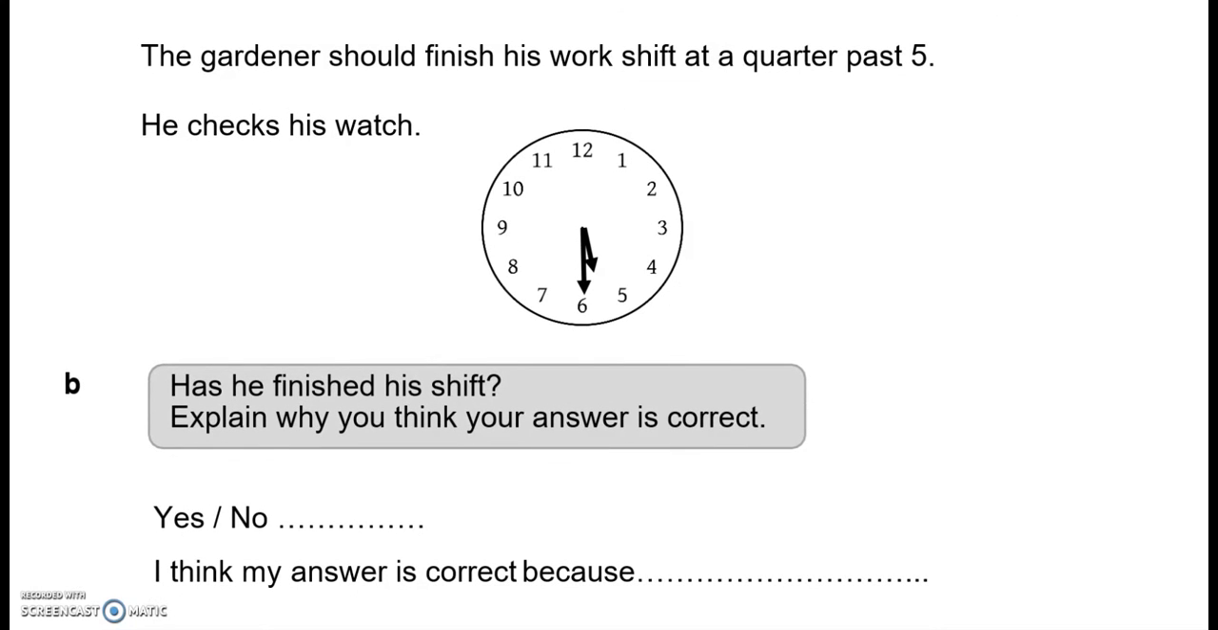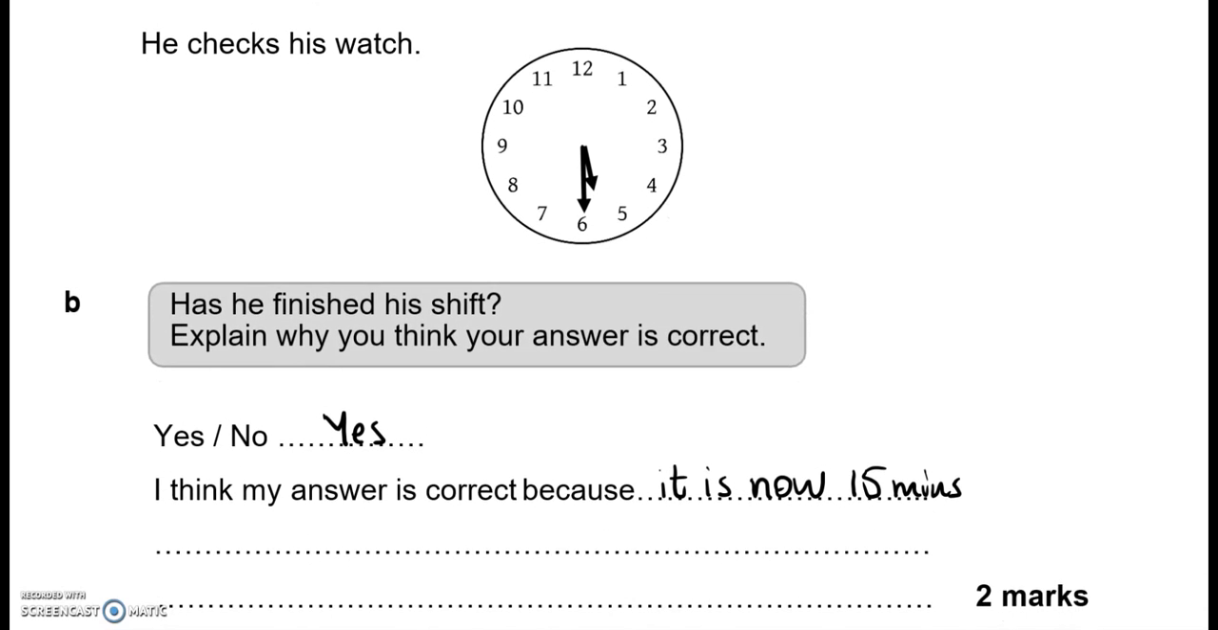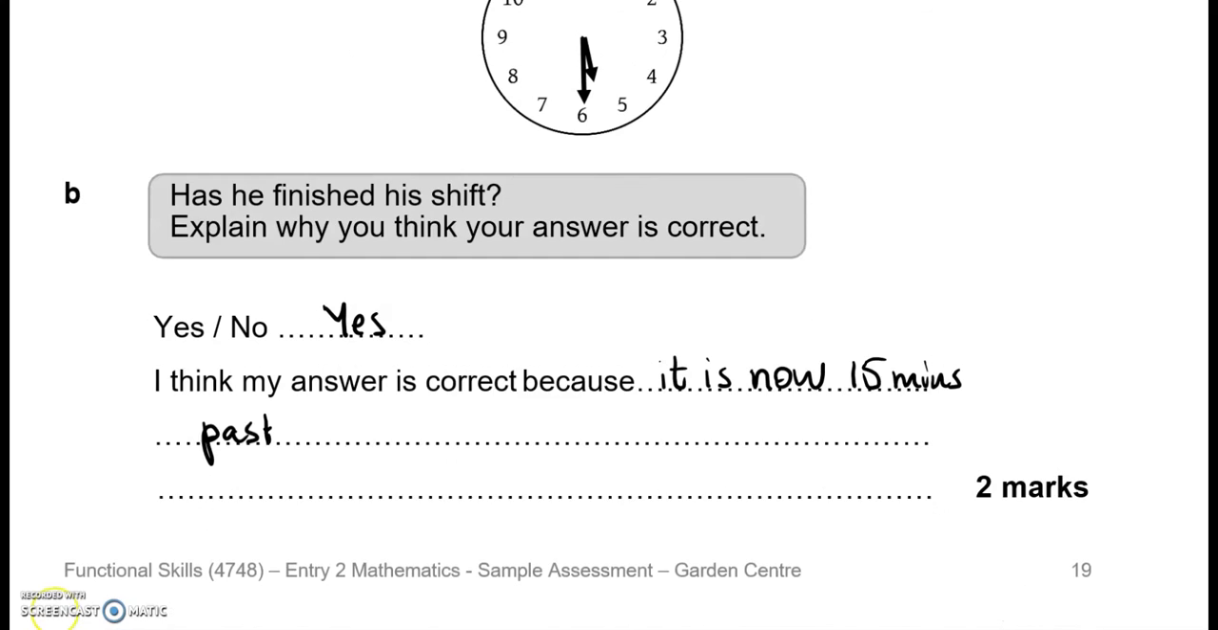The gardener should finish his work shift at 5:15. He checks his watch. Has he finished his shift? Explain why you think your answer is correct. Yes, I think my answer is correct because it is now 15 minutes past the end of his shift.